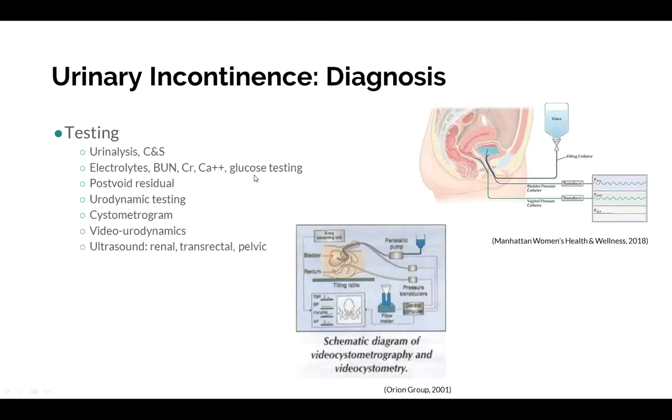Okay, so testing for different types of incontinence will include a urinalysis, electrolytes. You can do a test called a post-void residual, which looks at how much urine is left in the bladder after voiding. There are some other testing that can be done, including ultrasounds, urodynamic cystometrogram, and urodynamic testing.